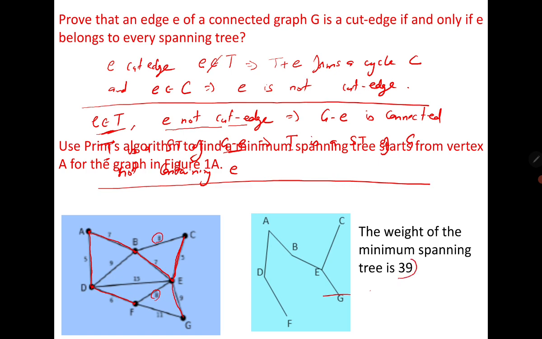Total weight is 39. Next: prove that E is a loop. So recall that a loop is an edge starting and ending at the same vertex, if and only if E belongs to no spanning tree. So one side it's very easy. Please do try to solve it by yourself.